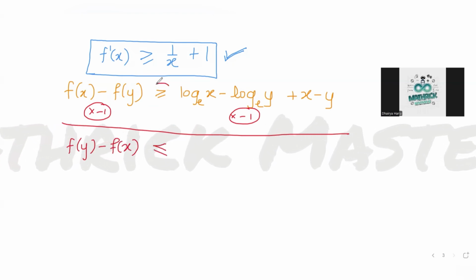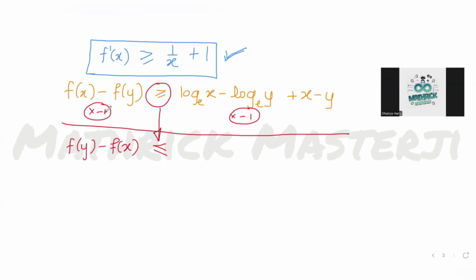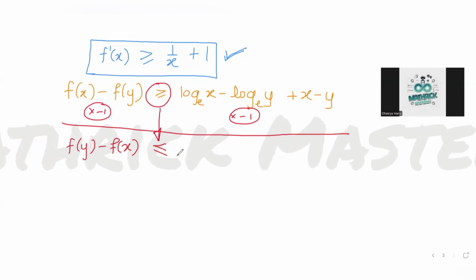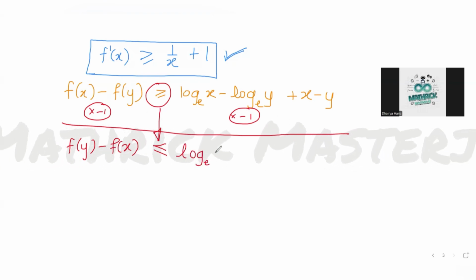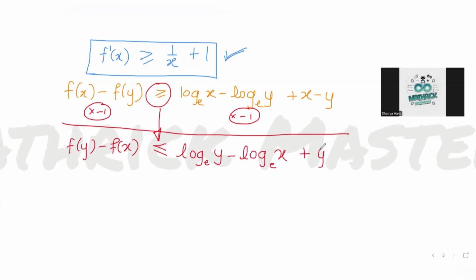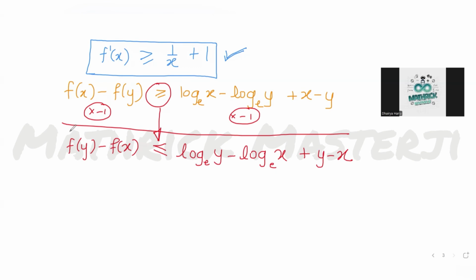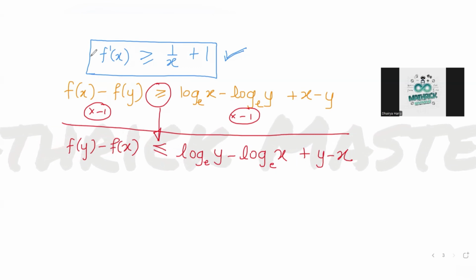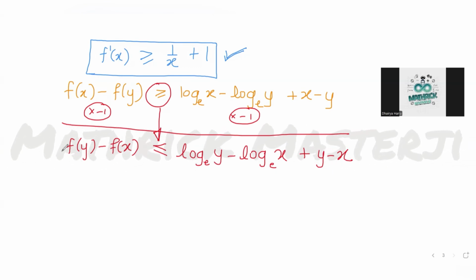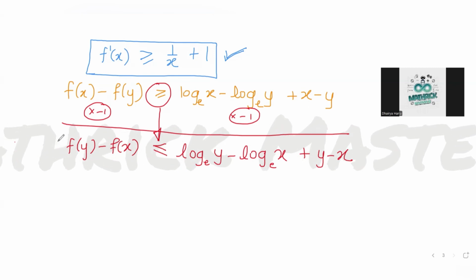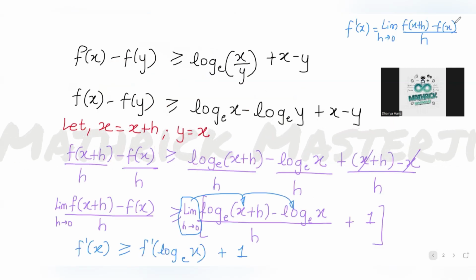This would get reversed. So natural log, or I can say less than or equals to, it will make it: natural log of y to the base e minus natural log of x to the base e plus y minus x. Now here again, if I want to find the f dash of x, meaning the derivative of the function, I'll again try to frame it in the formula of this derivative in this form.